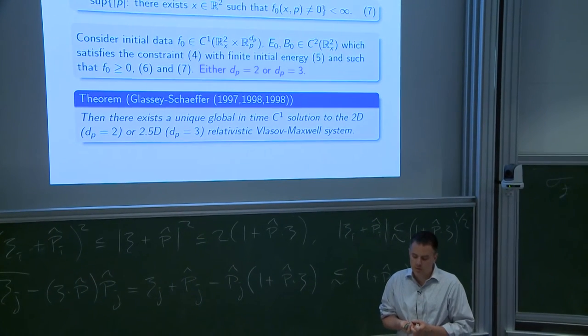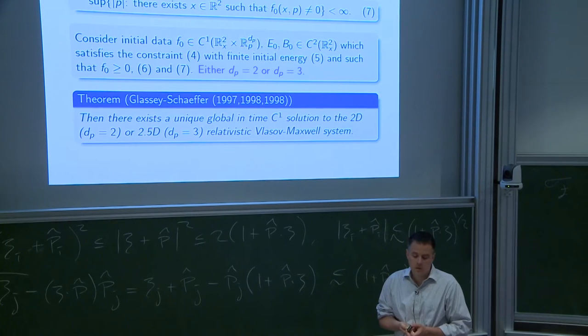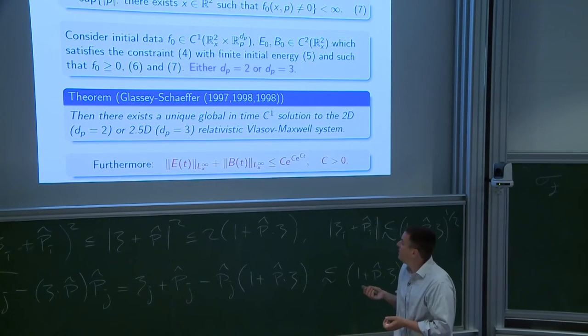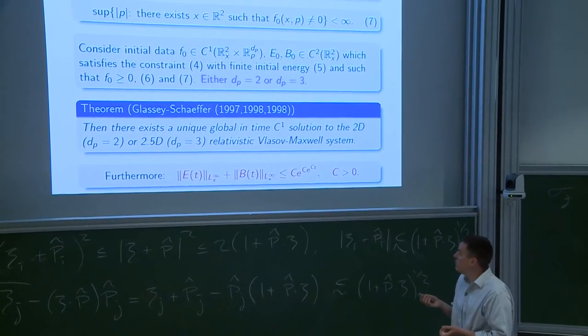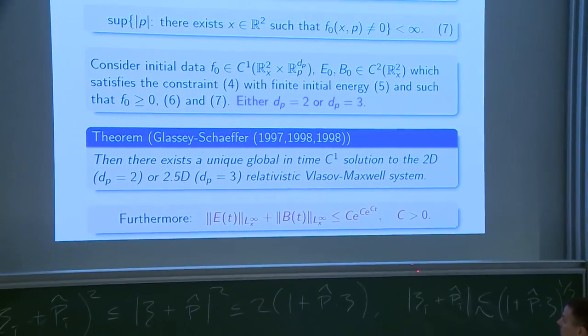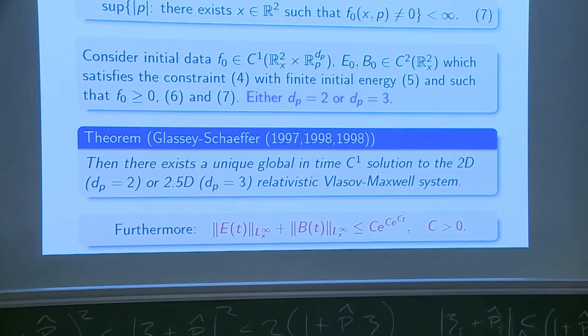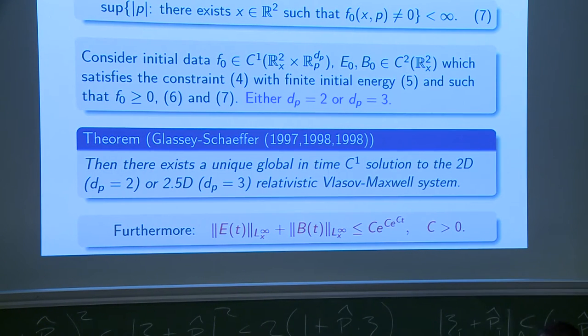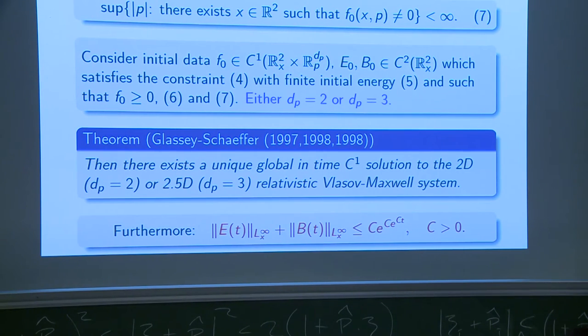Then there exists a unique global in time C1 solution to the 2D or 2.5D relativistic Vlasov-Maxwell system. And furthermore, the fields grow. The fields grow double exponentially in time. So this was the question from before, that you should have decay for the wave equation. We don't know decay. We know from Glassey-Schaeffer that we know double exponential growth. So that's a pretty strong, powerful growth in time of the L infinity norms of E and B.